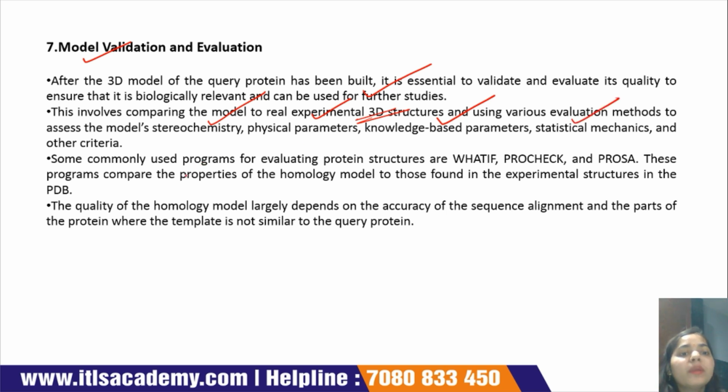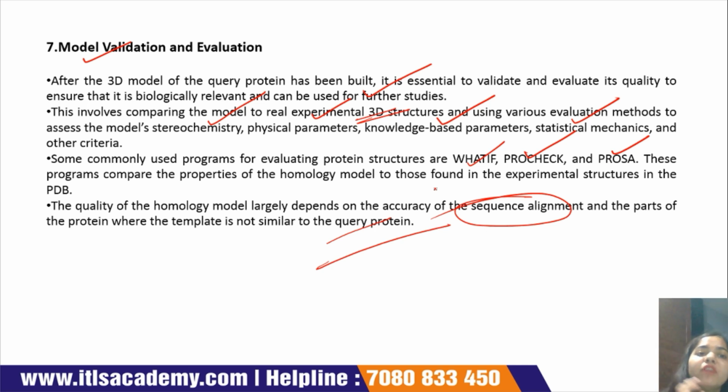Okay, some commonly used programs for evaluating protein structures are VERIFY, ProCheck, and PROSA. These programs compare the homology model to the experimental structure in the PDB. The quality of homology modeling largely depends on the accuracy of the sequence alignment and the parts of the protein where the template is not similar to the query protein. Okay, model validation and evaluation plays a most important role.